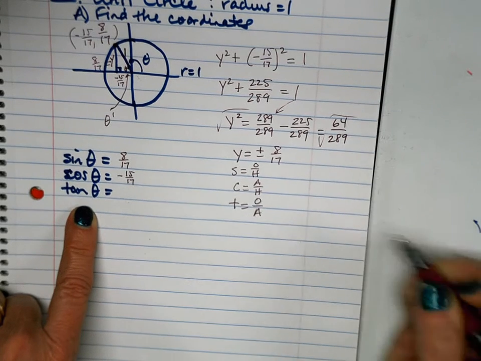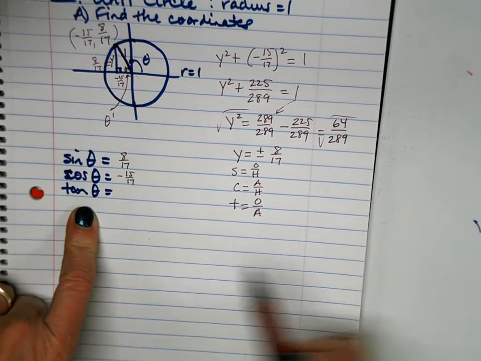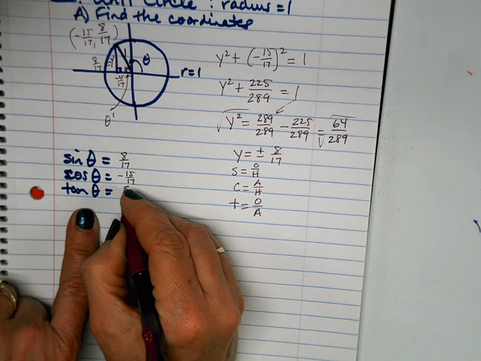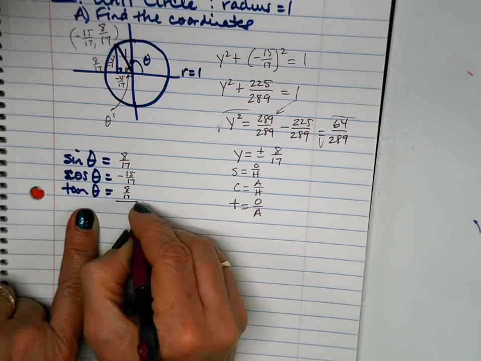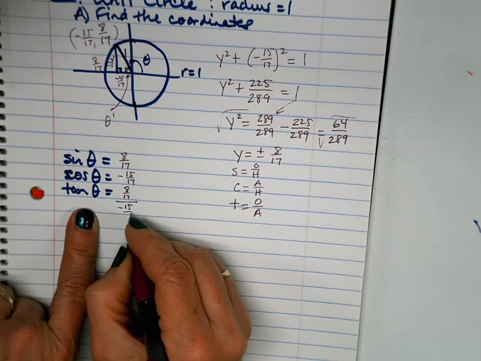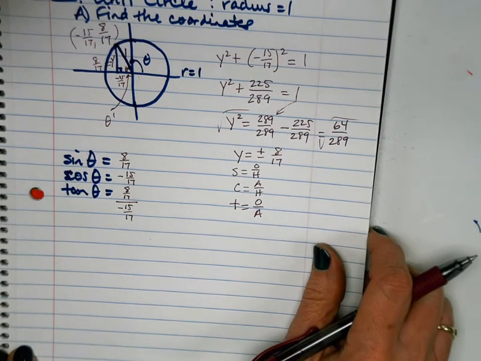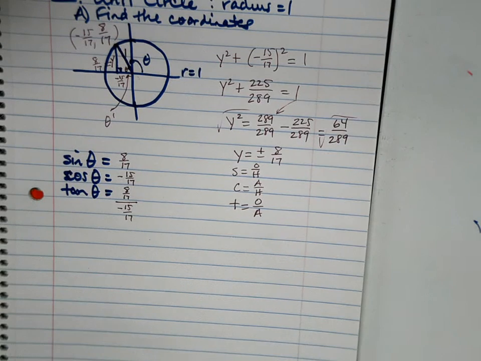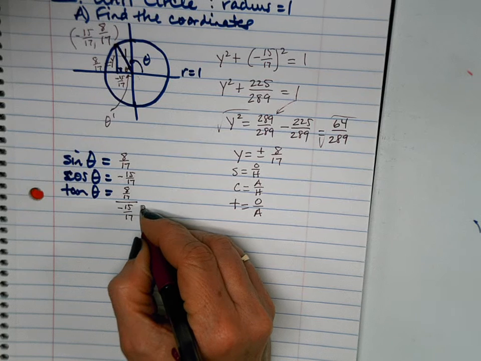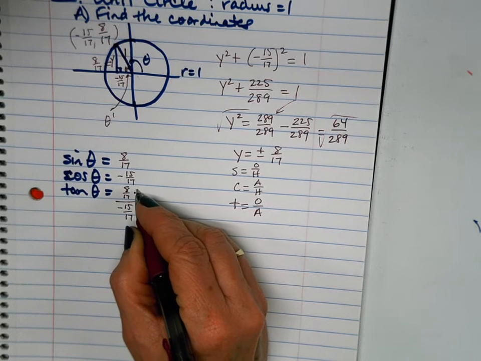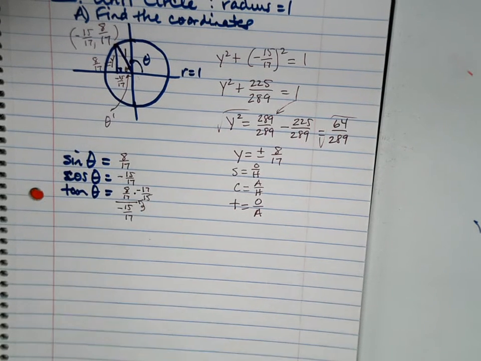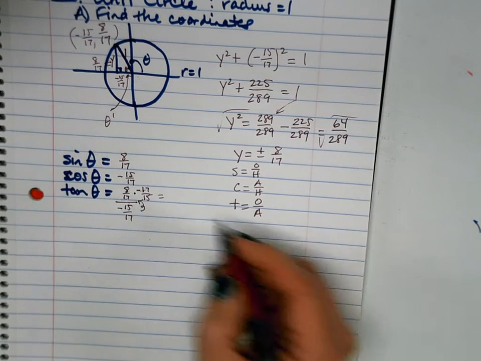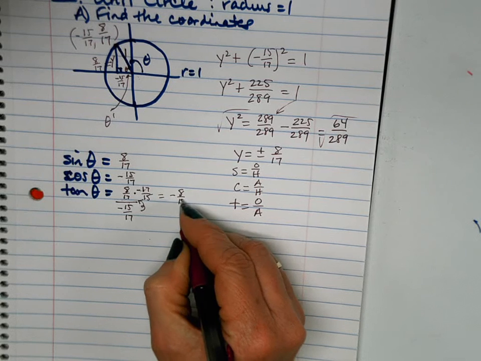Opposite over adjacent. This is going to take a little bit more work, but the opposite side for theta prime was, so we got to figure this out, 8 over 17 over negative 15 over 17. You got to keep the negative because it's in that quadrant. Okay, and then when we divide fractions, we can either flip the bottom over and multiply. That's what I'd do. Or we could clear the fractions. But let's just flip it over. So it'd be times negative 17 over 15. And the 17s cancel, right? Leaving what? Negative 8 over 15. And that's the tangent.